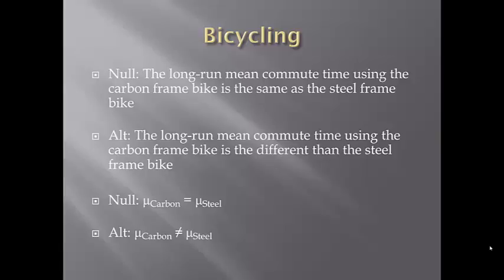We can also write this in terms of symbols. Because we're talking about long-run averages here, we're using the Greek letter mu, and so you can say for your null hypothesis that mu of the carbon bike, the average commute time when he rides the carbon bike, is the same as that average value with the steel frame bike. The alternative hypothesis is that those two means are not the same.